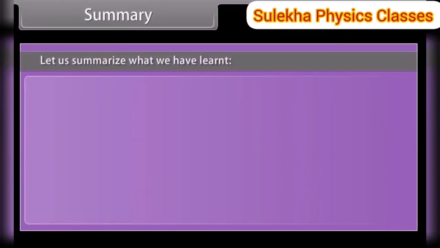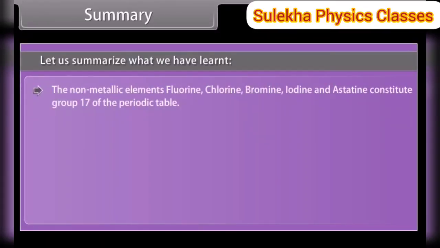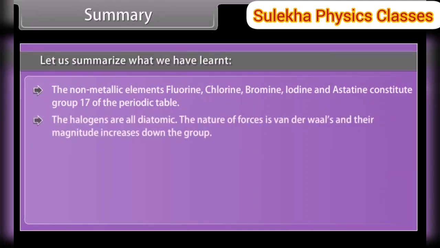Summary. Let us summarize what we have learnt. The non-metallic elements fluorine, chlorine, bromine, iodine and astatine constitute group 17 of the periodic table. The halogens are all diatomic. The forces are van der Waals in nature and their magnitude increases down the group.